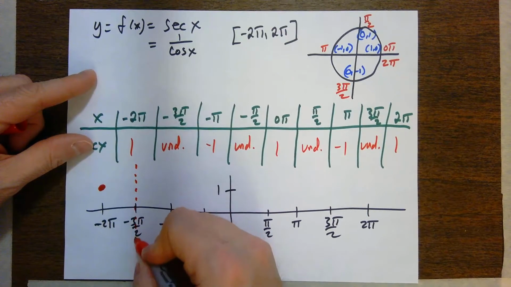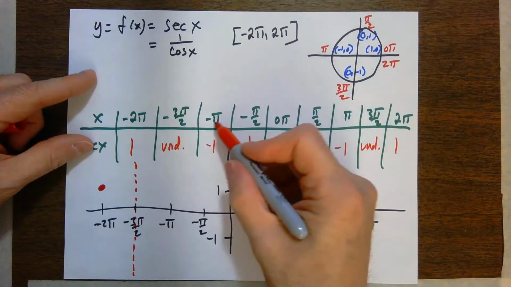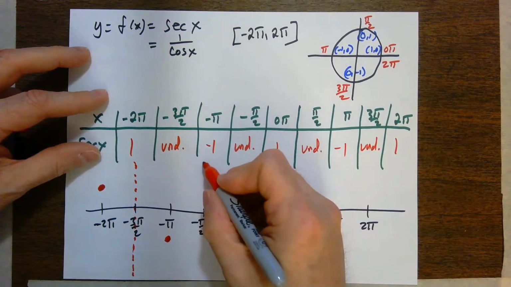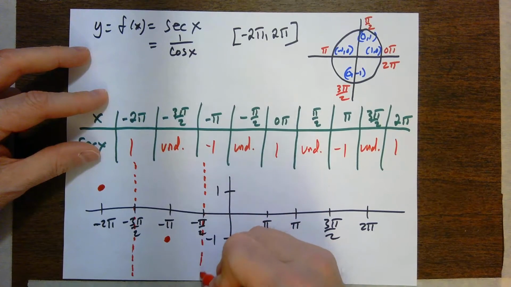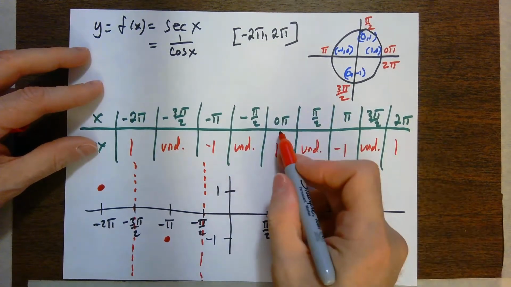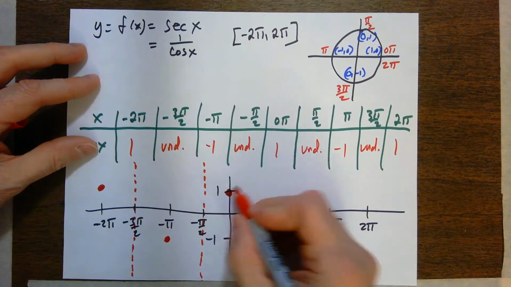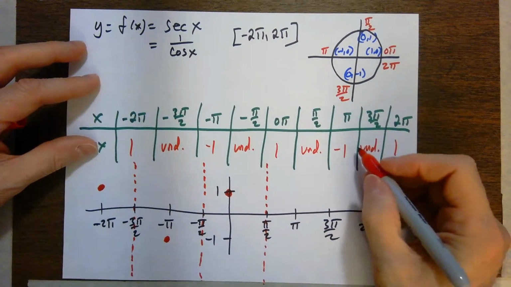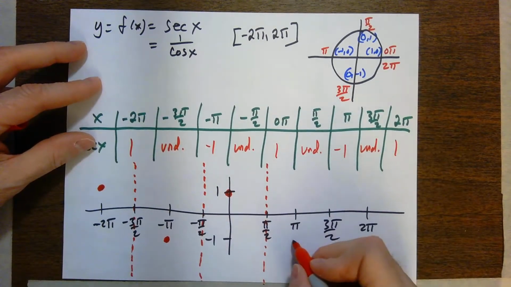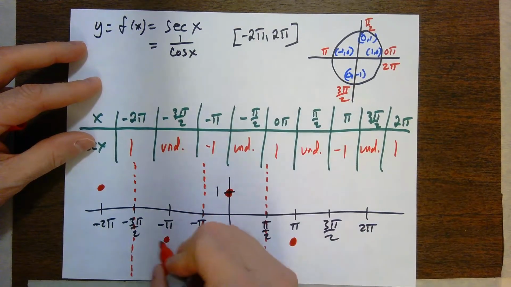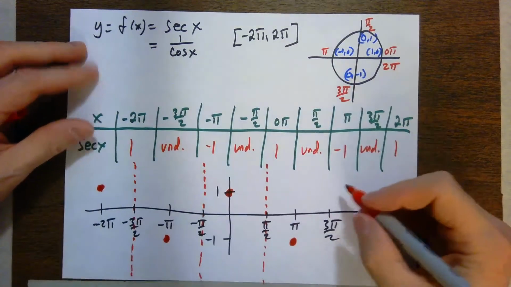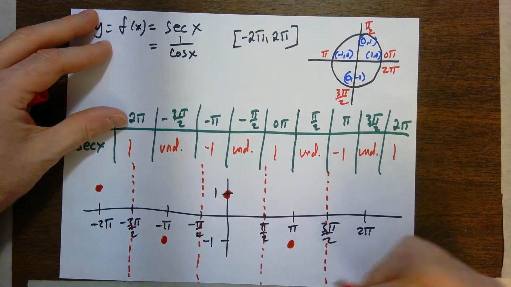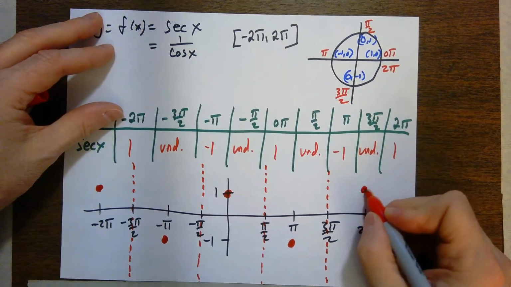So I'm getting an asymptote. At negative pi, it's negative 1. Negative pi over 2, undefined. I'm getting an asymptote here. At 0, it's 1. At pi over 2, it's undefined. I'm getting an asymptote here. At pi, it's negative 1. So trying to emphasize these points. 3 pi over 2, undefined, another asymptote. And at 2 pi, it's positive 1.